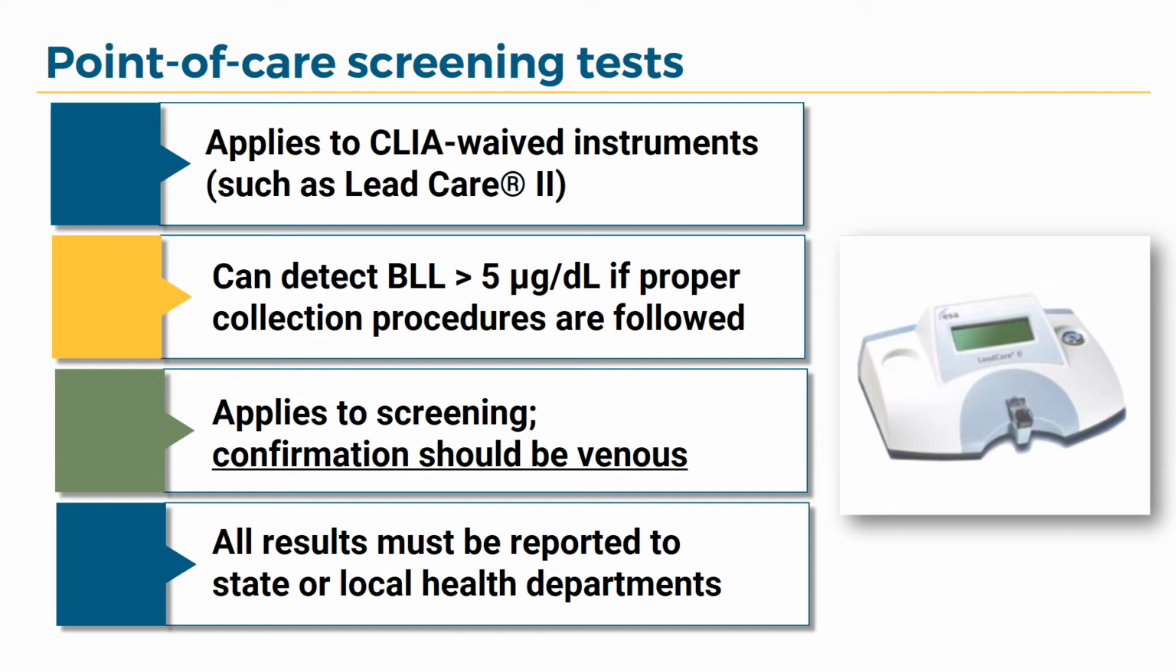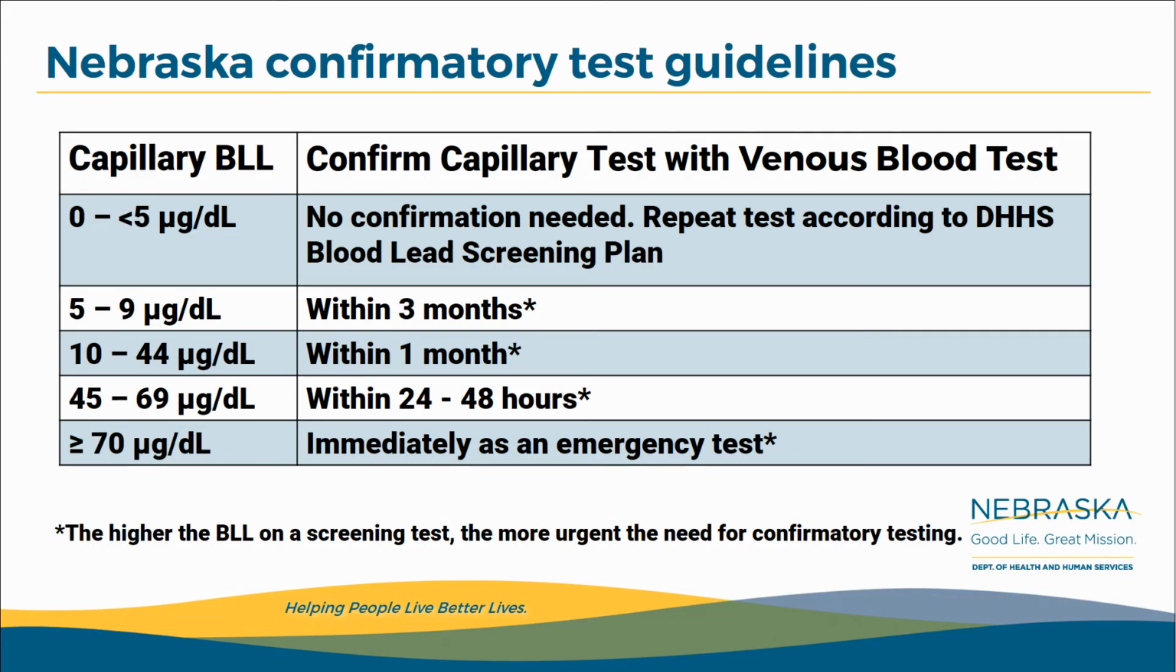If healthcare providers use a point-of-care system for blood lead screening tests, they must report all test results to the state CLIP. This is something your program may need to emphasize in outreach to providers. Venous confirmatory tests need to occur at different times depending on the value of the initial screening test. If under 5 micrograms per deciliter, there is no requirement to confirm. At or greater than 70 micrograms per deciliter is an emergency and needs immediate confirmation.